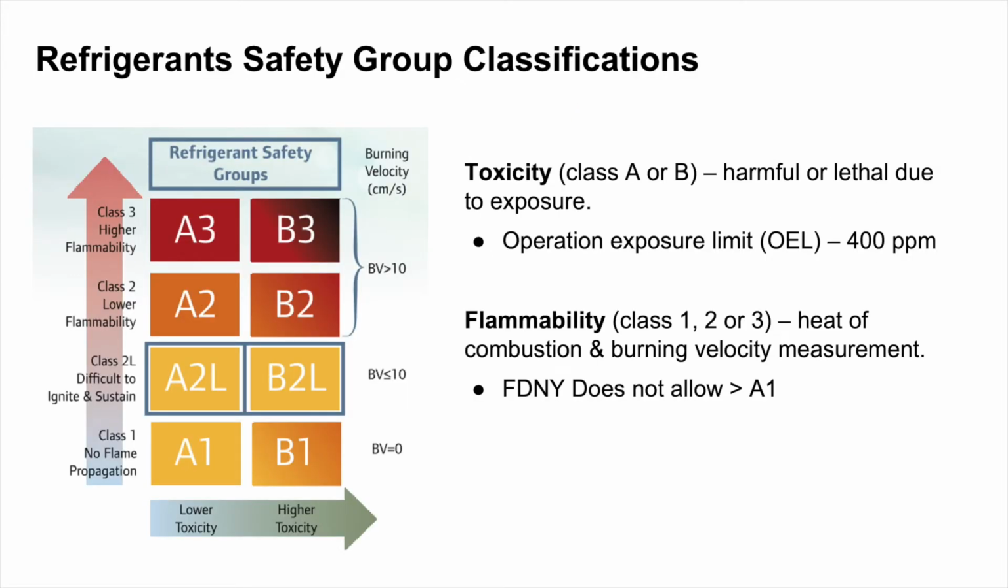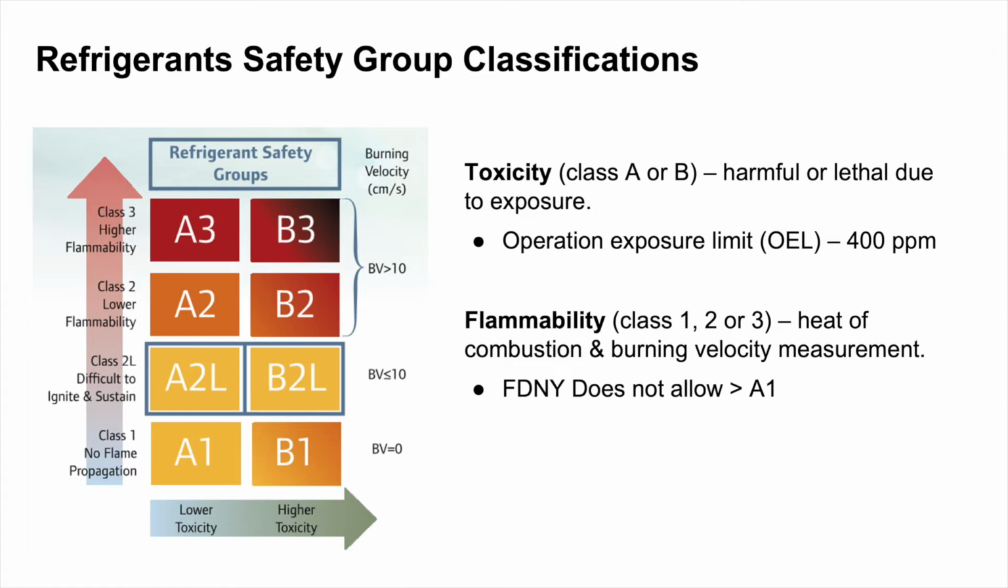Now, one of the first things you start talking about with refrigerants is the safety group classifications. There are two main identifiers that we think about in terms of safety with refrigerants: the toxicity and the flammability. The toxicity, identified in class A or B, is basically how harmful or lethal this refrigerant is if exposed to an occupant in the event of a leak or a rupture of some sort of vessel.